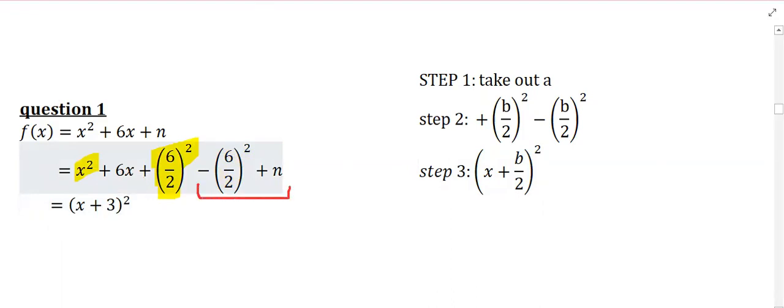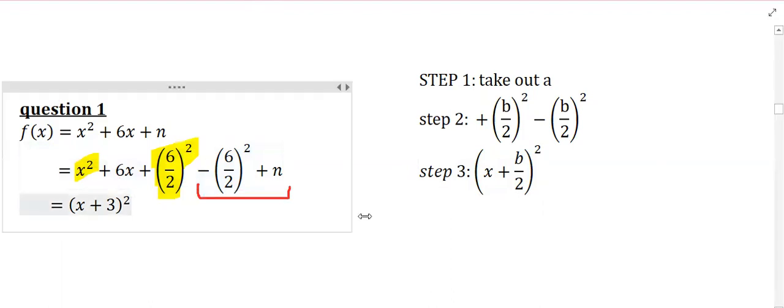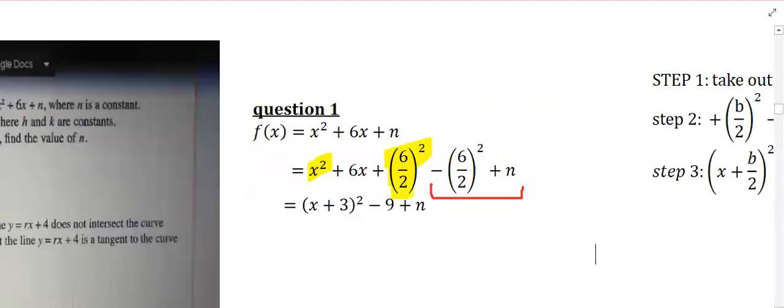Then you count this one. Kira ini. So minus 6 per 2 is 3. 3 square is 9. Minus 9 plus n. Done. Okay, this one done.